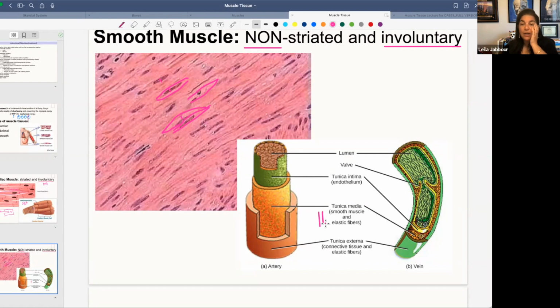It's in the tunica media of vessels. And this tunica media is a little bit different thicknesses depending if it's an artery or a vein, but that's where you find smooth muscles around vessels.